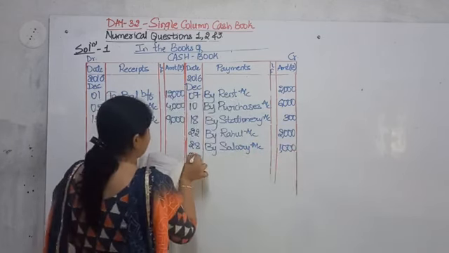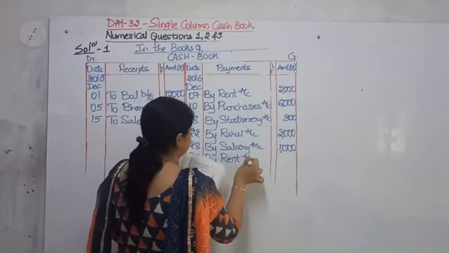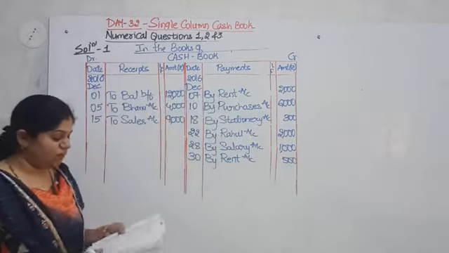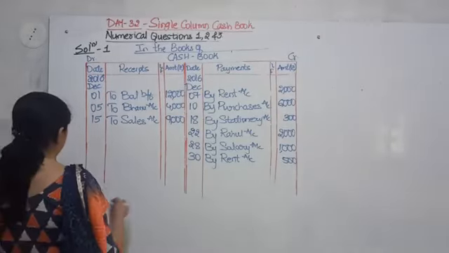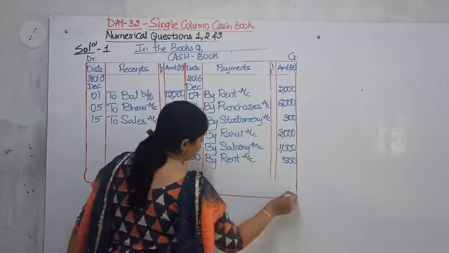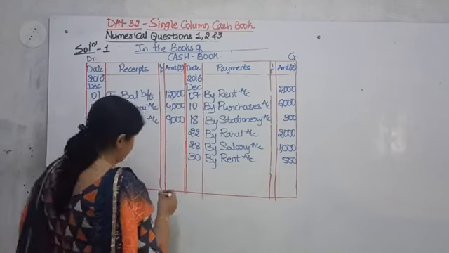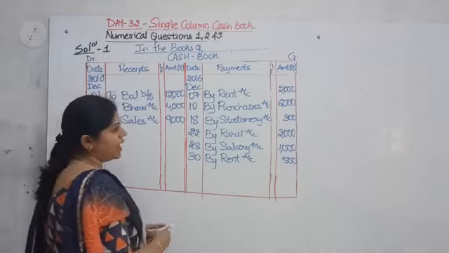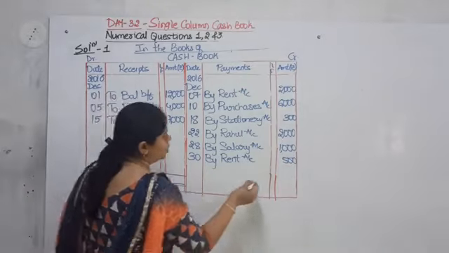Next entry, rent. By rent account, and how much is it? It is rupees 5. Okay. So in this way, we have done the posting. Now what will we do? We will close the cash book for the month. Do the total. So obviously, which side total will be greater? As I have told you, only the debit side will be greater. So do the total.